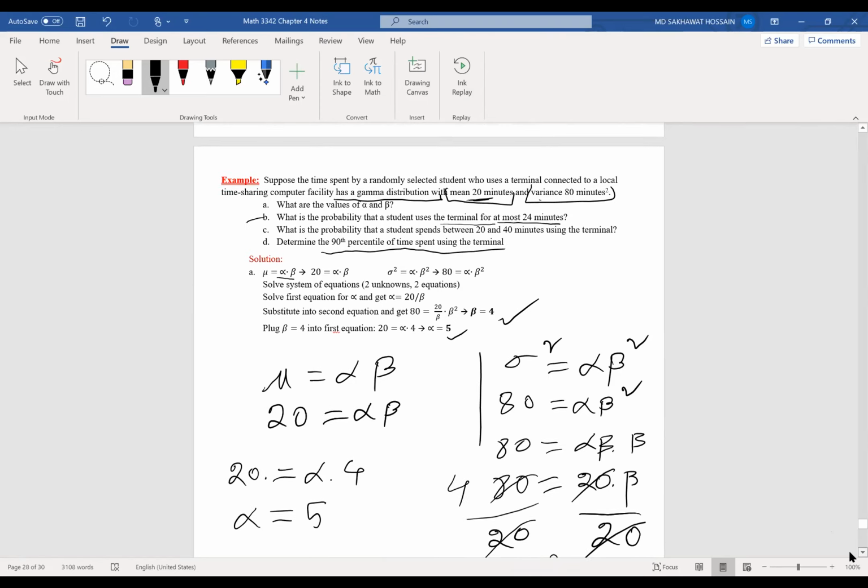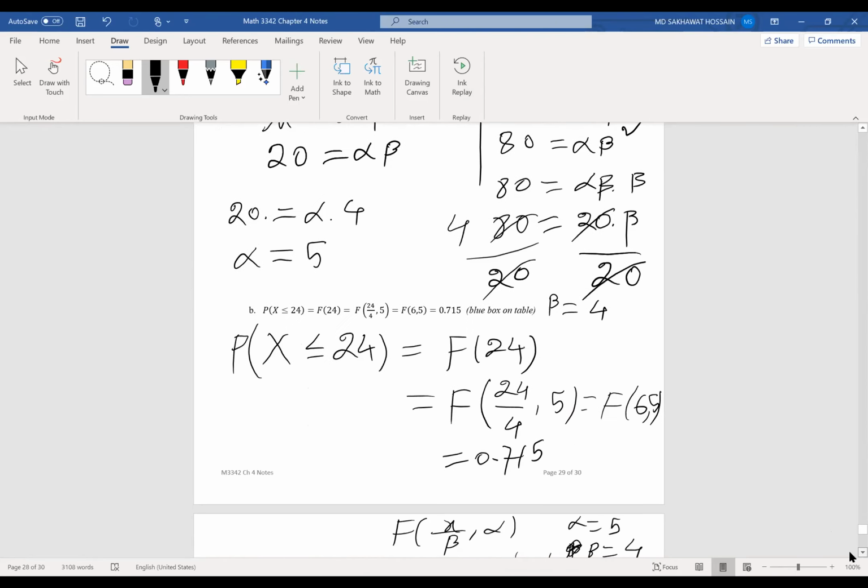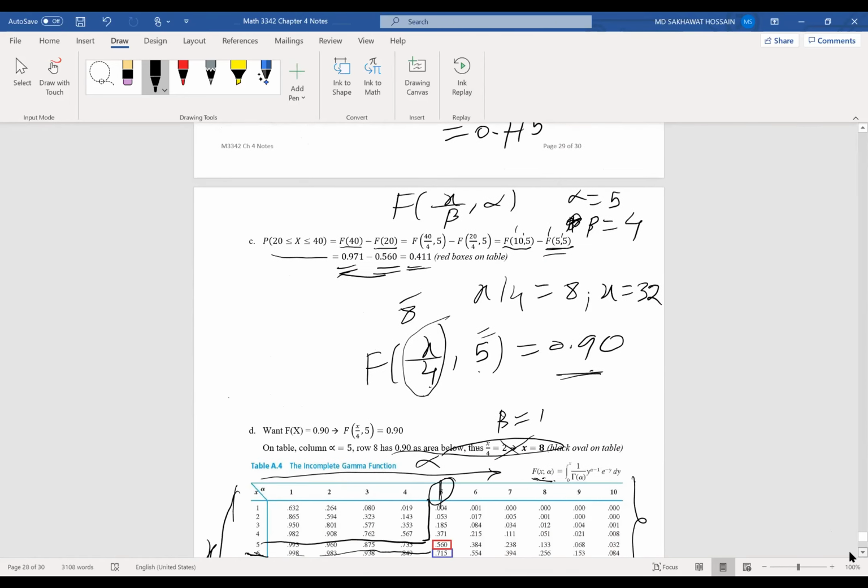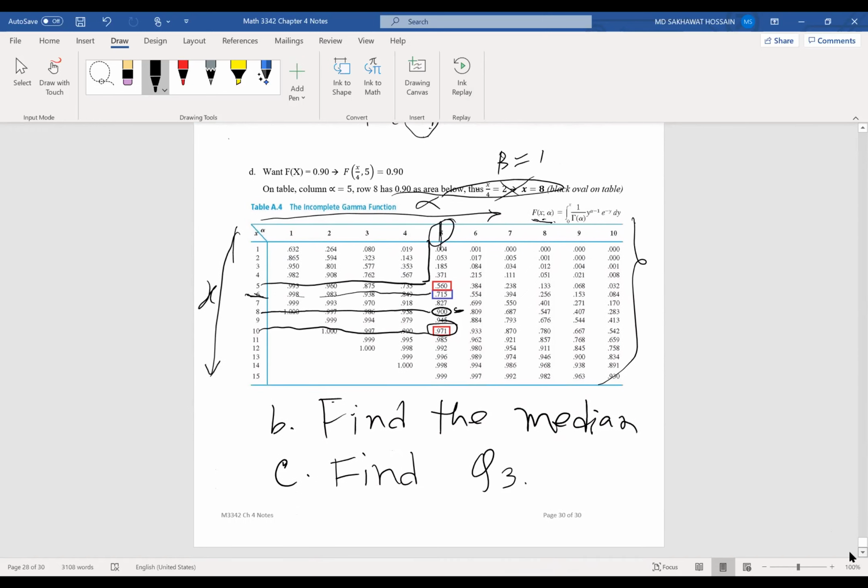Quick question. What do you mean by Q1, 2, 3? Okay, Q1 means quartile 1, and Q2 means quartile 2, Q3 means quartile 3. That's the first quartile, second quartile, third quartile. Is it clear? Okay, good question. Thank you.